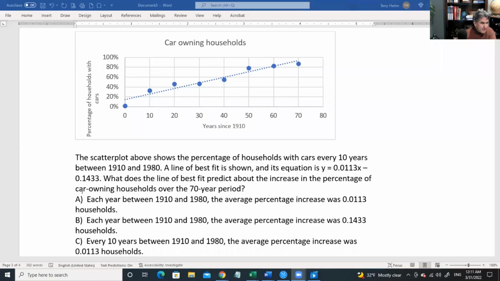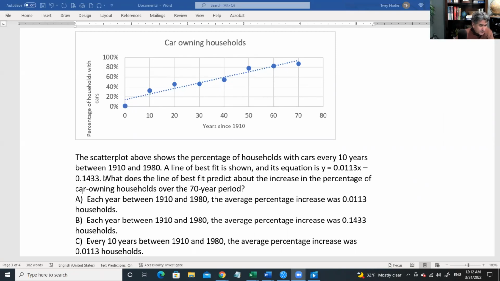Okay, here's one that looks like it's a statistics question about scatter plots, but it's essentially about y equals mx plus b. We see a graph or chart, and it says, what does the line of best fit predict about the increase in the percentage of car owning households over the 70-year period? We see a scatter plot and a line of best fit.